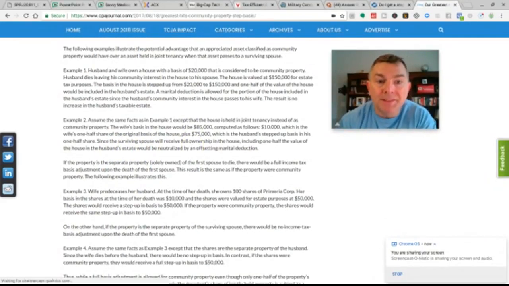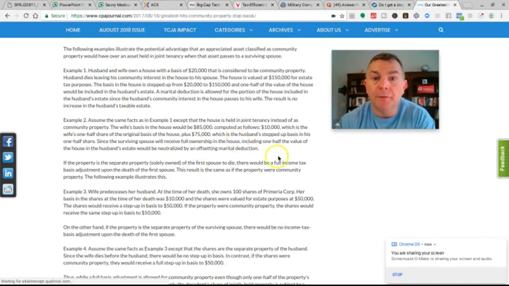If the property is separately owned or solely owned by the first spouse to die, there would be a full income tax basis adjustment upon the death of the first spouse. The result is the same as if the property were community property. So I want to go back and talk about what's going on here.